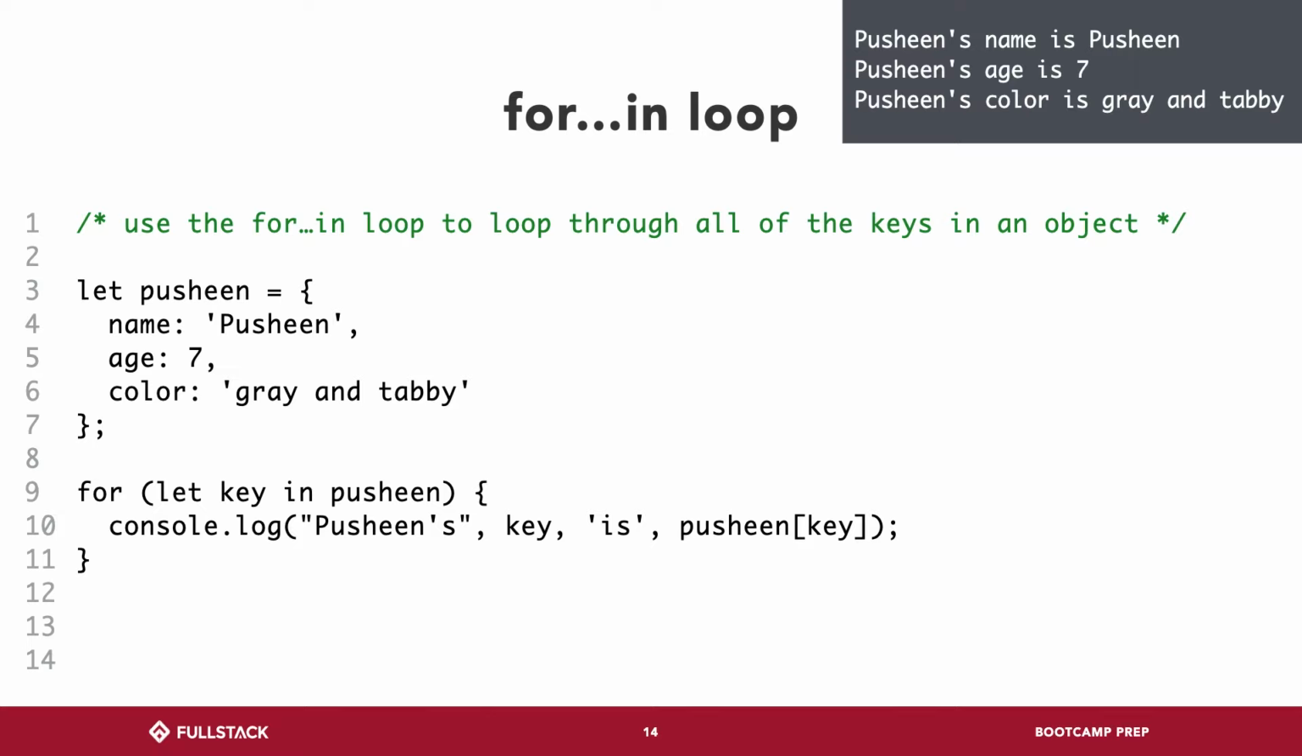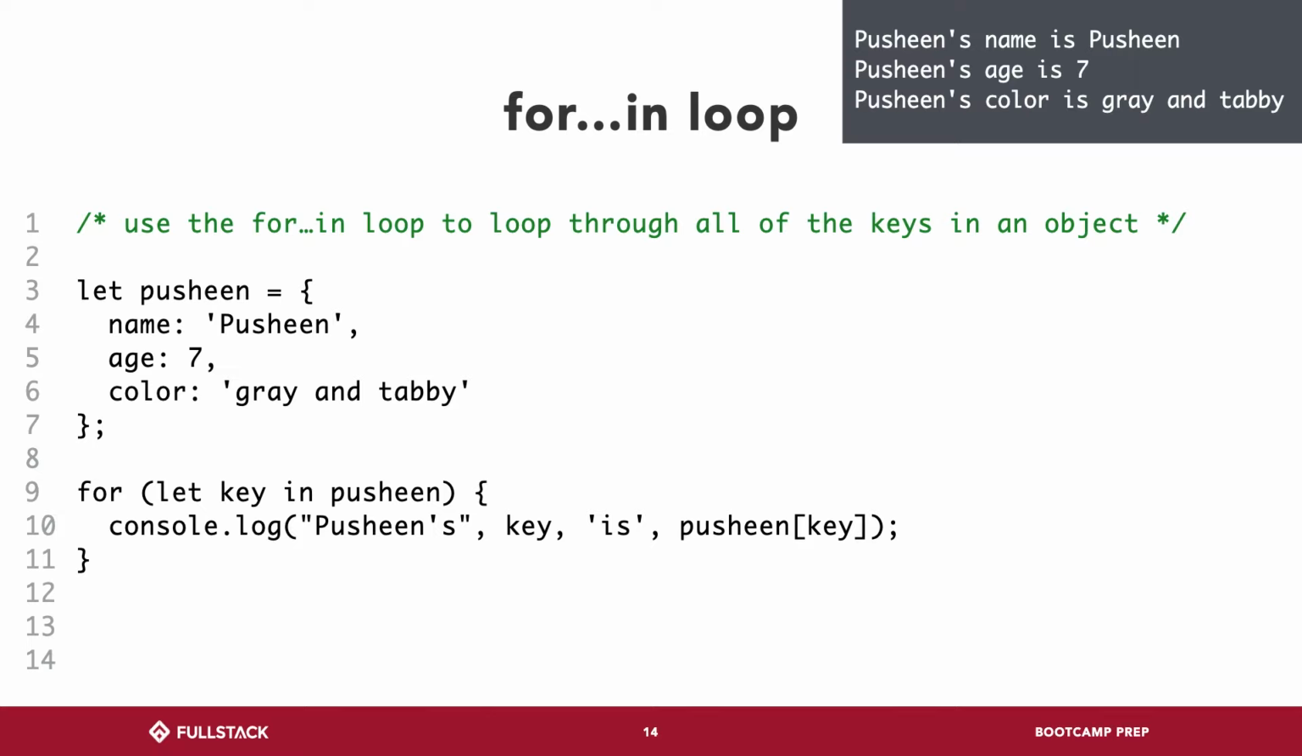Okay. And key, the thing you declare here, is always going to be capturing the actual key of the object at that point of time in the loop. So when key is name, Pusheen at name is Pusheen. So that's how you get the key and the value. Key is just the variable. The value is the object at that variable. Make sense?